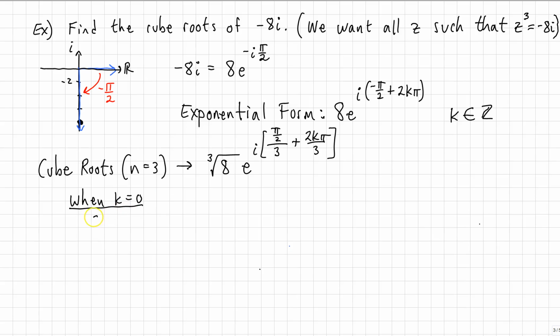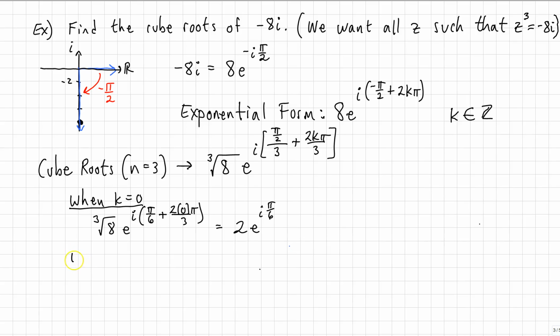We have cube root of 8, e to the i, well, let's see, pi over 2 divided by 3 would be pi over 6. And if k was 0, you'd have plus 2 times 0 pi over 3. So the cube root of 8 is 2, and that'd be 0, so you get e to the i pi over 6. So that is a cube root of negative 8i, which we'll verify using our calculator here pretty soon.